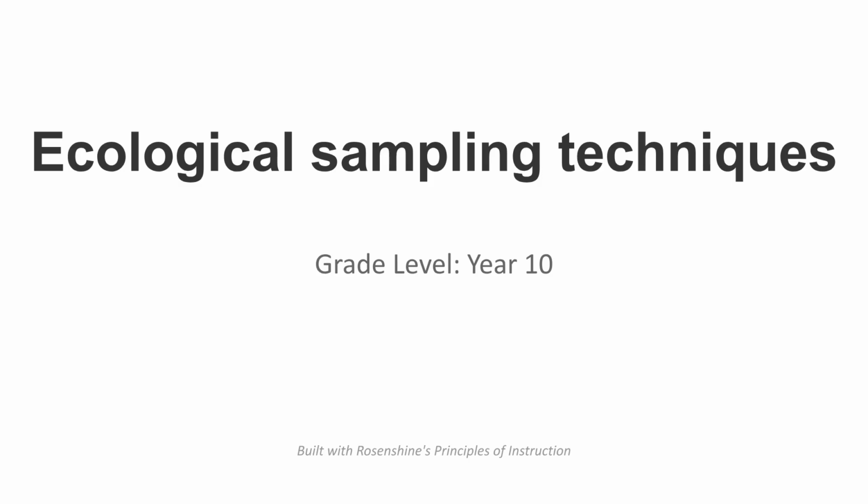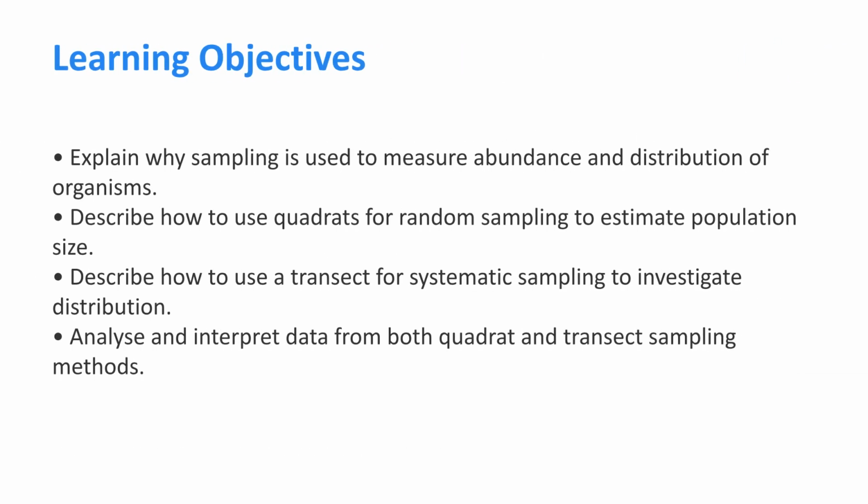Welcome to this video on ecological sampling techniques, designed for Year 10 students. Our learning objectives are to understand why sampling is used, describe how to use quadrats for random sampling and transects for systematic sampling, and analyze data from both methods.